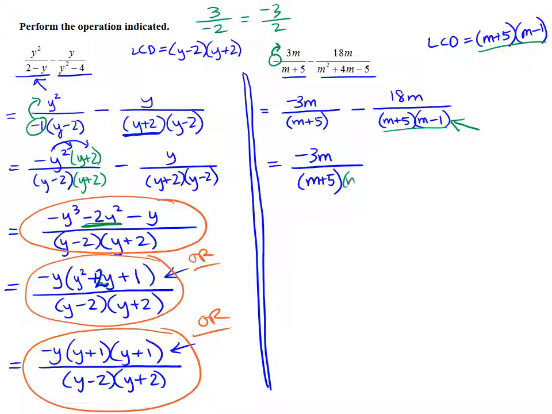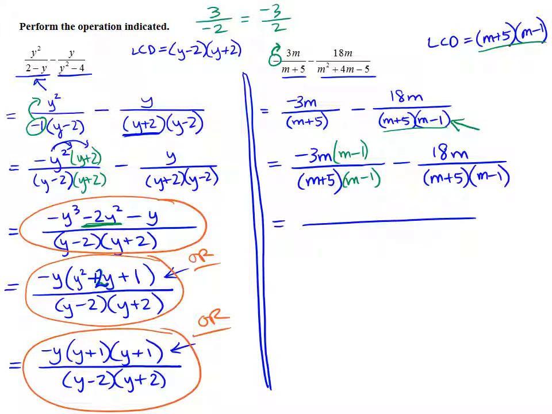So I'm going to put the m minus 1 into the denominator, and if I do that, I have to multiply the numerator by it as well. So that adjusts the numerator. The second fraction doesn't change. My denominator stays the same, as does my numerator. Now we have a common denominator, so we can combine the numerators. So my common denominator is m plus 5 times m minus 1.